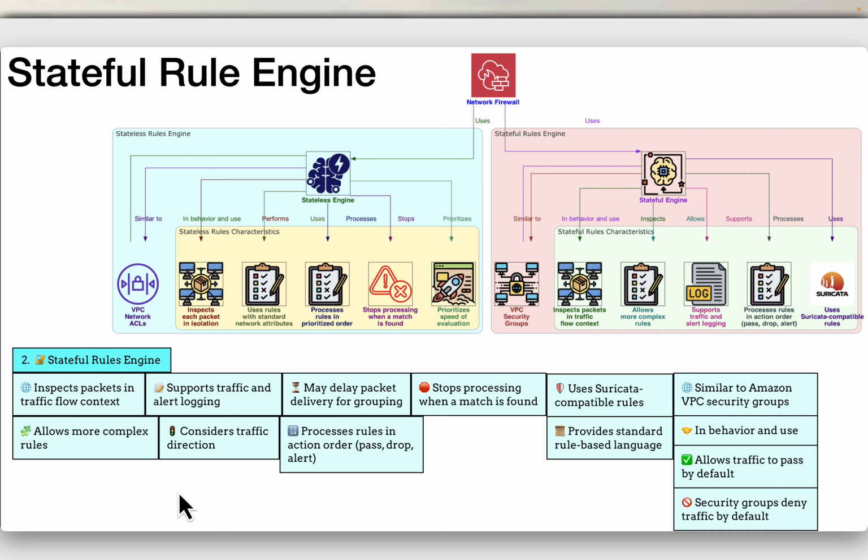The stateful engine takes rules that are compatible with Suricata, an open source intrusion prevention system (IPS). Suricata provides a standard rule-based language for stateful network traffic inspection. Network Firewall stateful rules are similar in behavior and use to Amazon VPC security groups. So if you think about NACLs for stateless, VPC security groups are similar to your stateful rules engine. By default, the stateful rules engine allows traffic to pass, while the security group's default is to deny the traffic. This is just to point out a difference: the security group default is deny, but the stateful rules engine default is to allow.